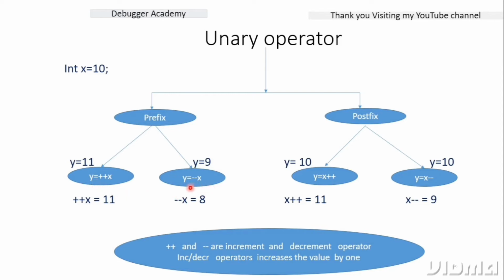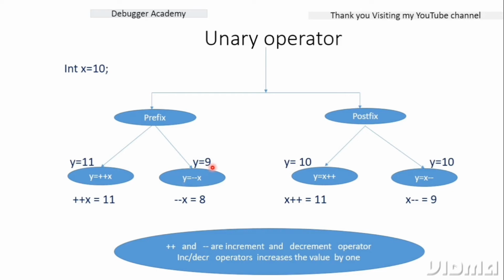This is the decrement operator. y equals minus minus x. It means first we have to decrement the value by 1. The existing value of x is 10, so we first decrement it by 1. Ten minus 1 is 9, and then we store the value in y. So the value of the expression becomes 9. It means y equals 9.